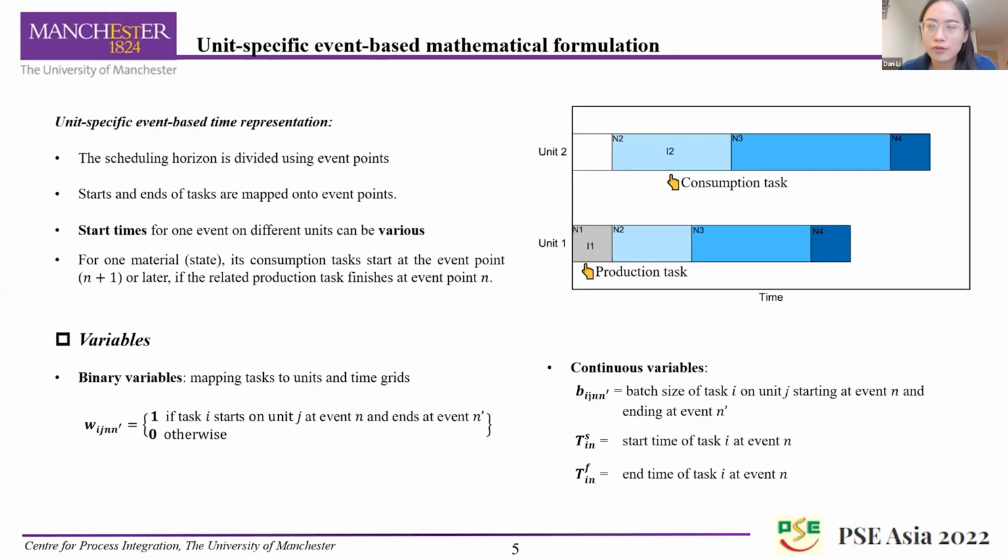The most commonly used method for the scheduling of multipurpose batch plants is the unit-specific event-based mathematical formulation. In this kind of formulation, the scheduling horizon is divided using event points. Unit-specific means the start time for one event point on different units can vary. For one state, the consumption task should start at the next event point or later if the related production task finishes at event point N. This figure shows a scheduling example. Here, tasks I1 and I2 are the production and the consumption tasks respectively. I2 must start after event point N2 because the corresponding production task I1 is performed at the first event.